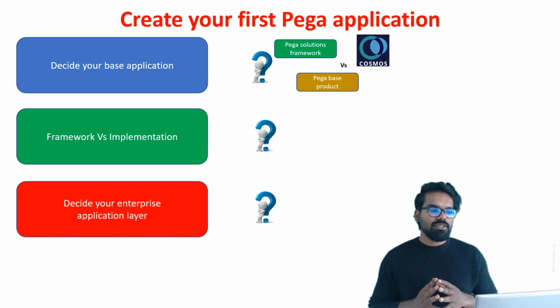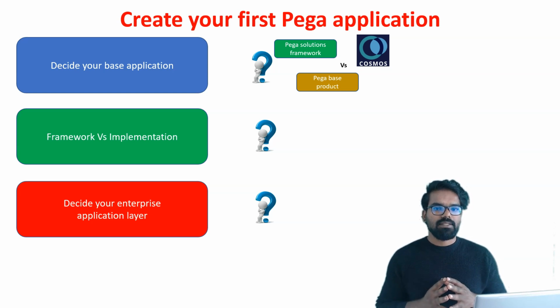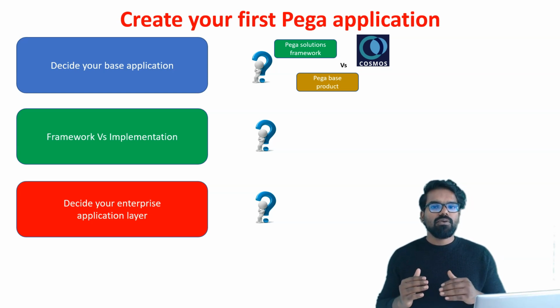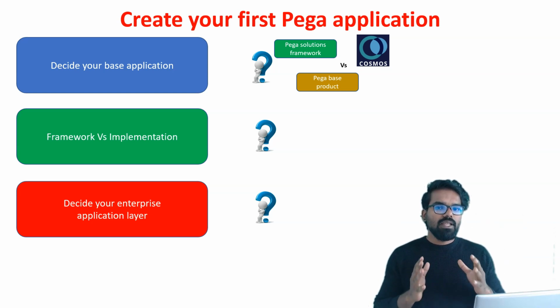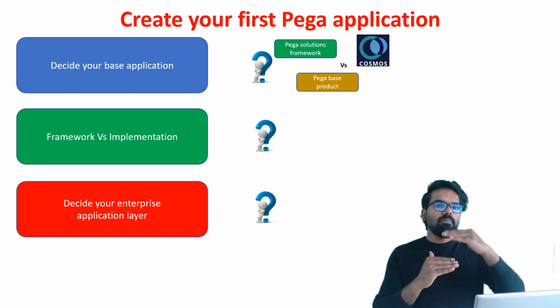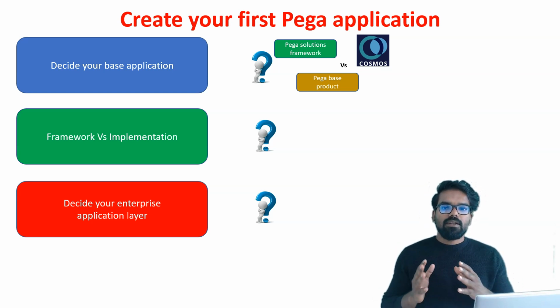We have three options here. You can choose the Pega base product as your base application. It means if you don't want to use any other frameworks or any type of different applications, then you can use the Pega base product as a base application, and then you can implement your application over the Pega base product.